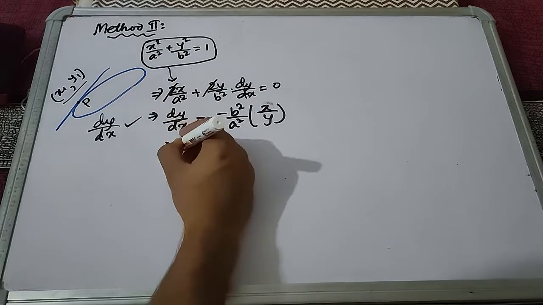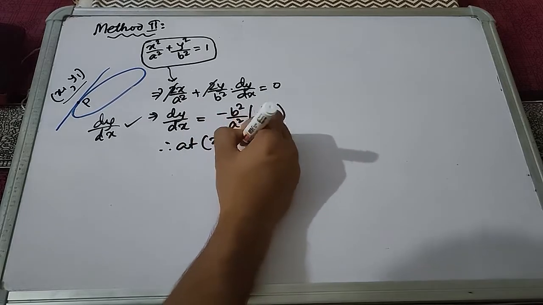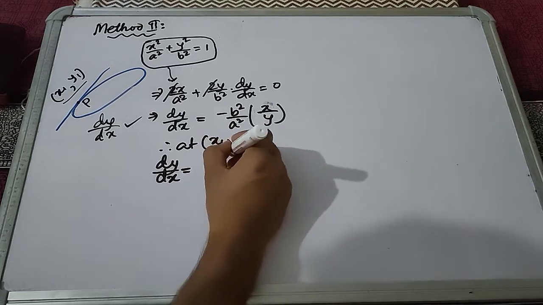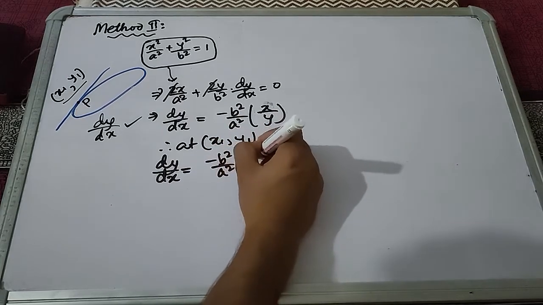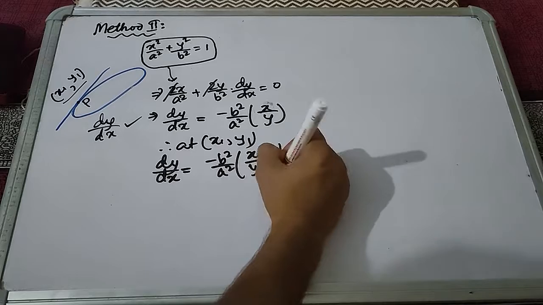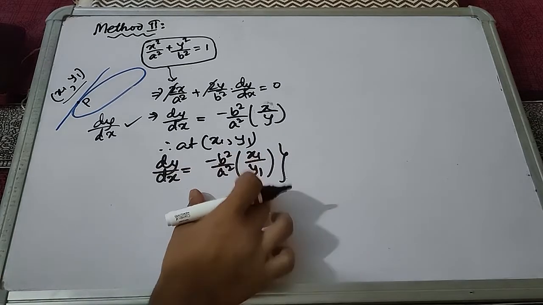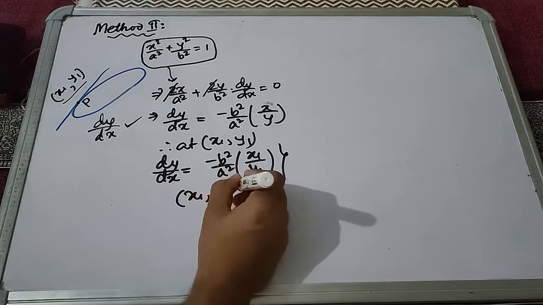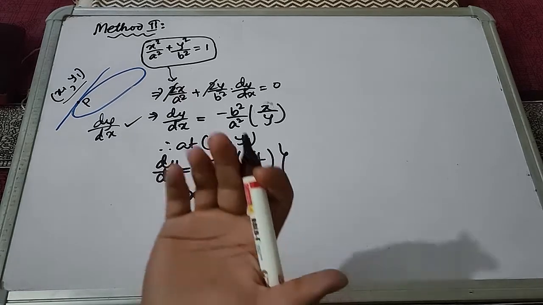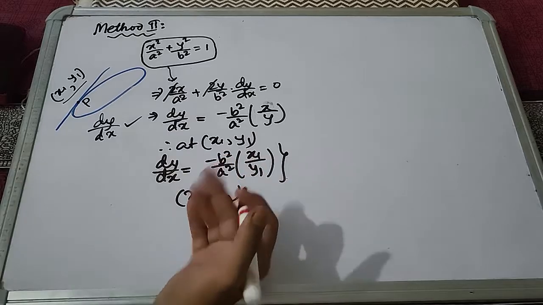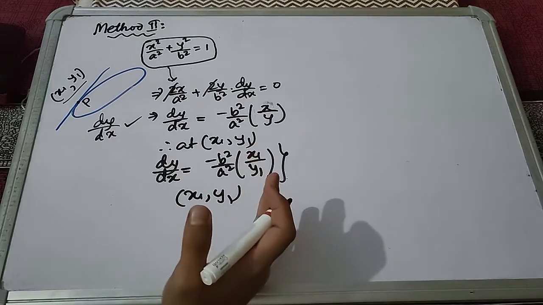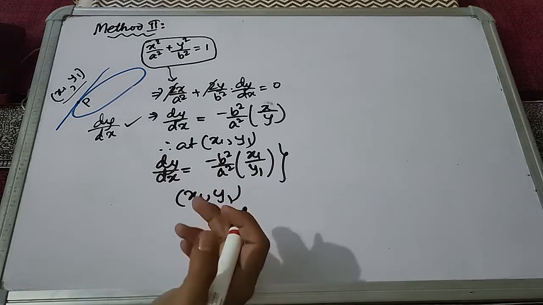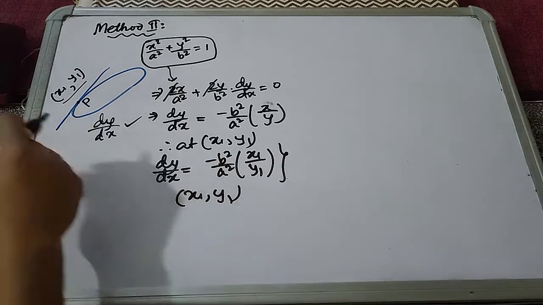Therefore, at x1 y1, dy by dx equals to minus b square by a square x1 by y1, correct? This is the slope in terms of x1 and y1. We have the point x1 and y1. So what are we waiting? What are you waiting? We can find the equation of the tangent easily. If you want, then pause the video and find the equation of the tangent. Now let me proceed with the equation of the tangent.